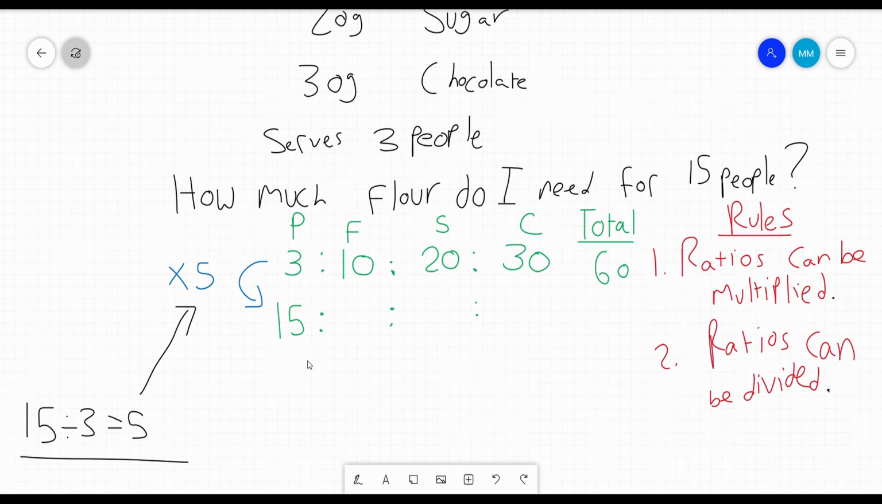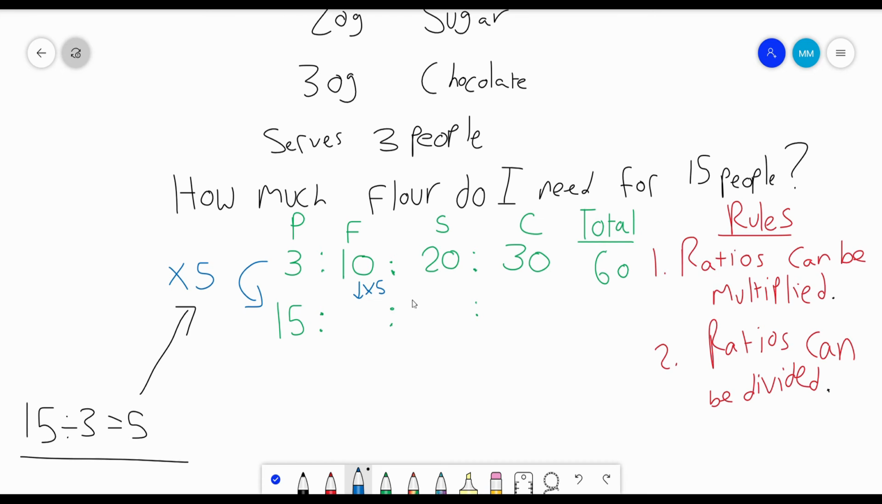So let's go back to the main question. 3 times 5 got me 15. And because of these rules, we now know it's a rule 1 problem, which means that every other number here must be times by 5. So let's get on with it. 10 times 5 is 50. 20 times 5 is 100. 30 times 5 is 150. And 60 times 5 is 300.